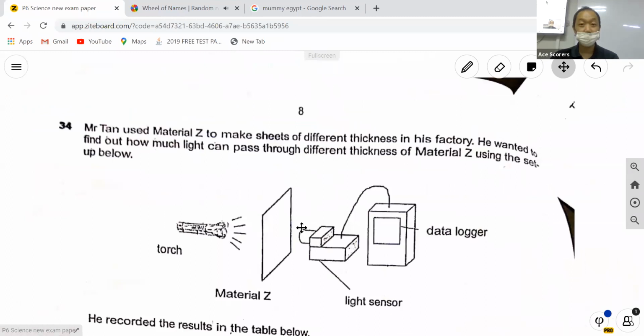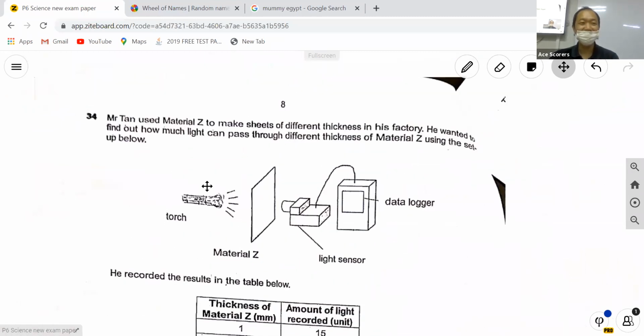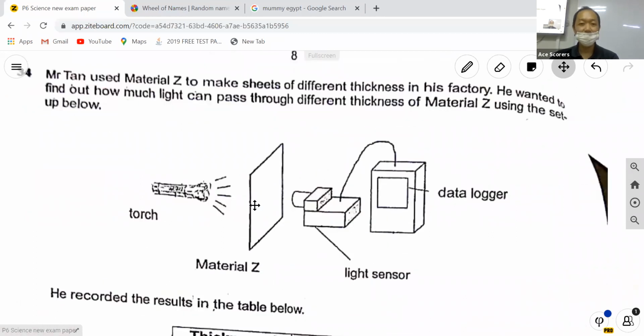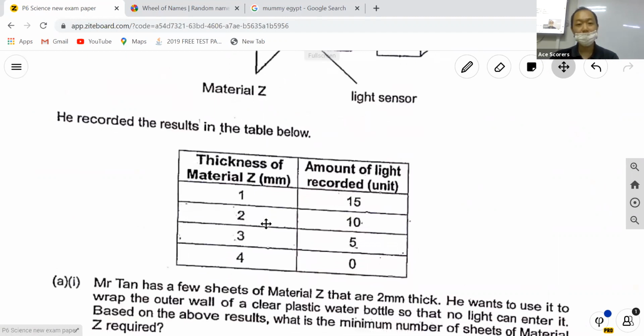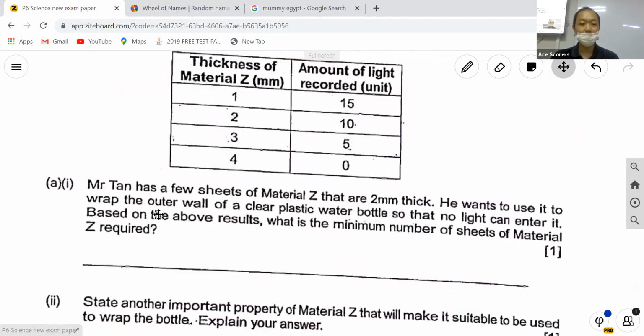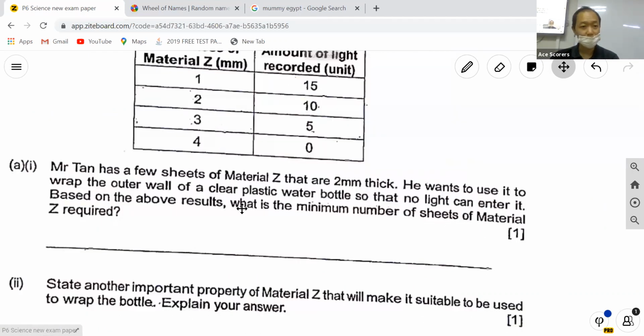Okay, look at this, right? So this is about different thickness, right? Light pass through. So obviously they're testing what light can pass through, things like transparent object, translucent a little bit, right? Opaque object means cannot pass through, right? So you see all this different stuff. So what is the minimum number of sheets of material Z required? Is it for the light pass through?